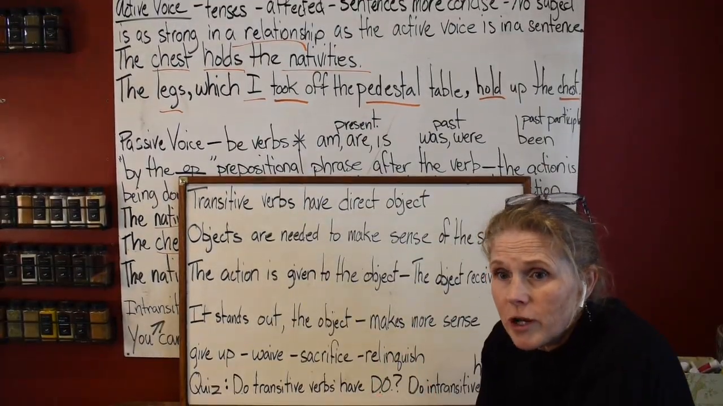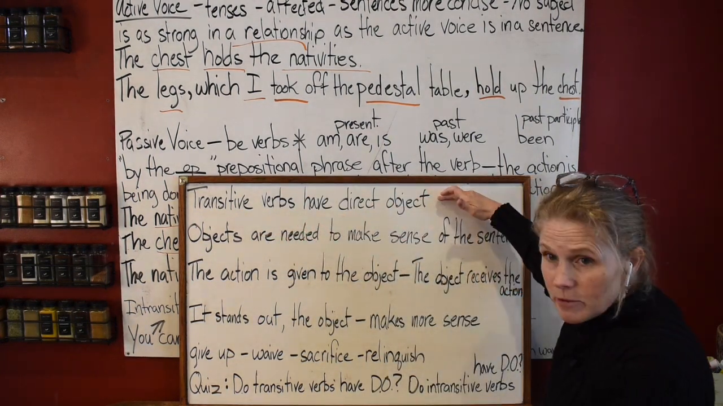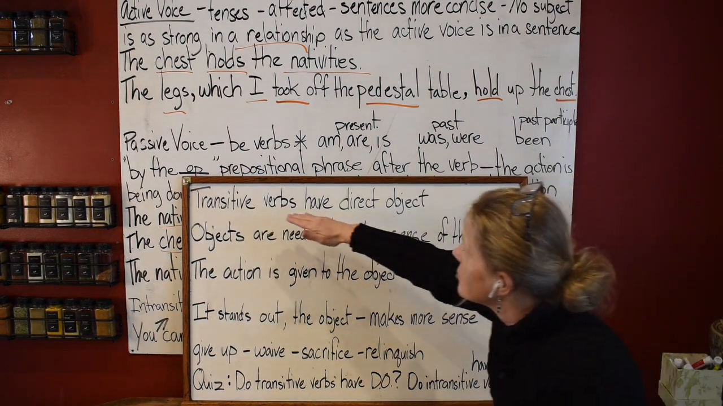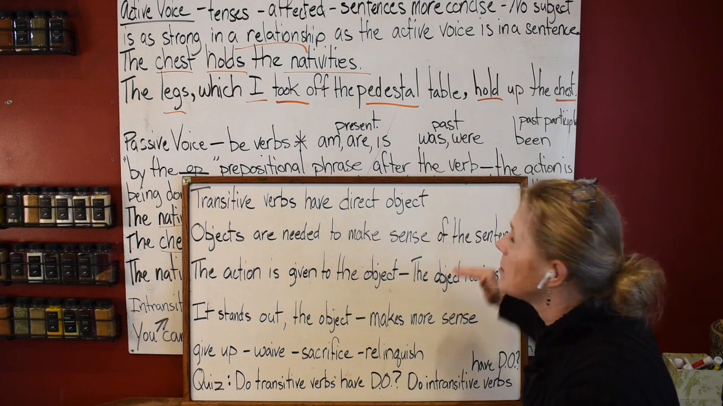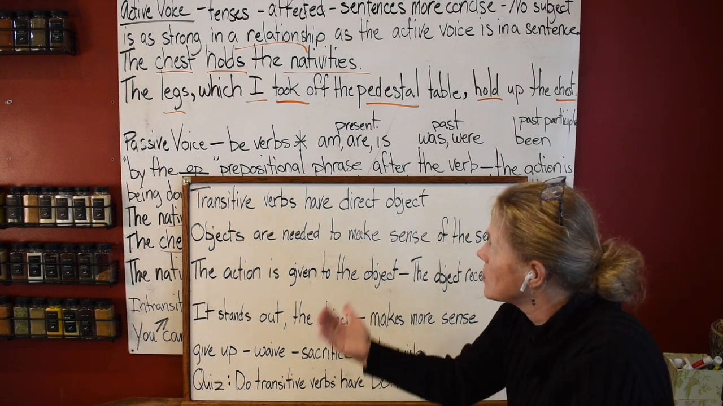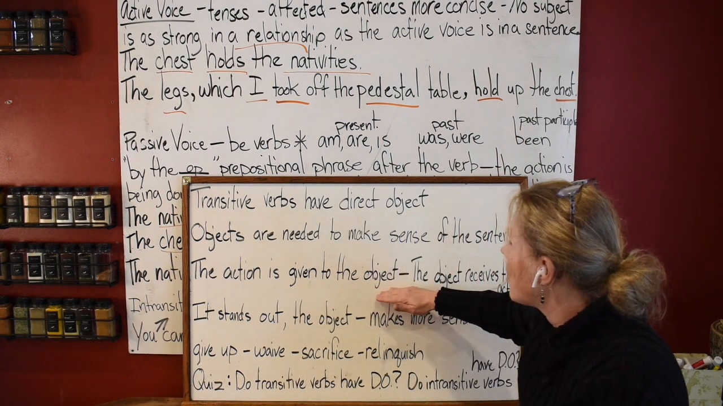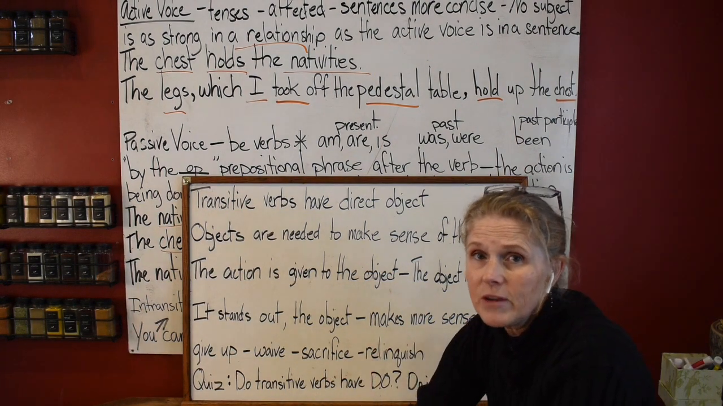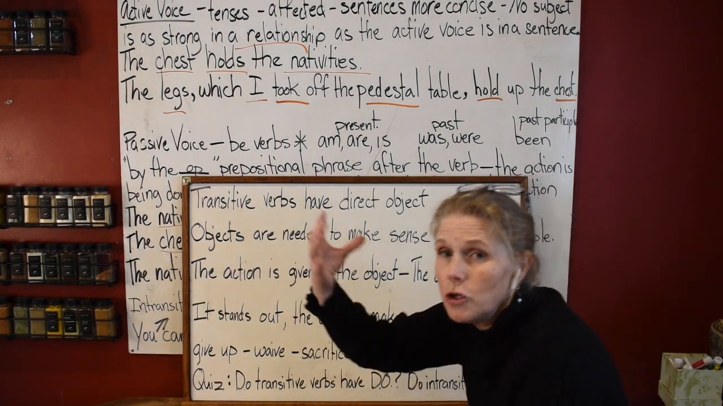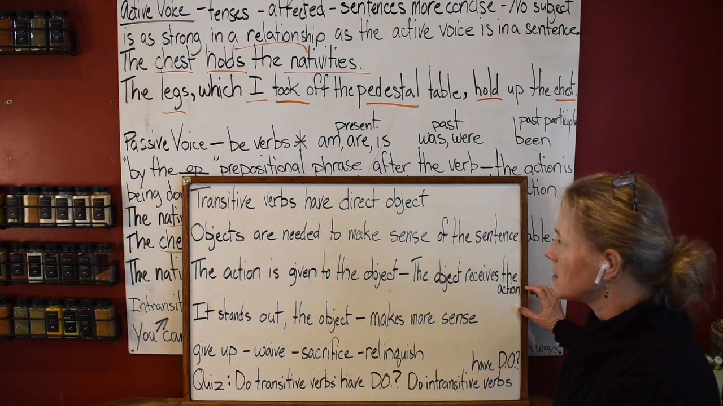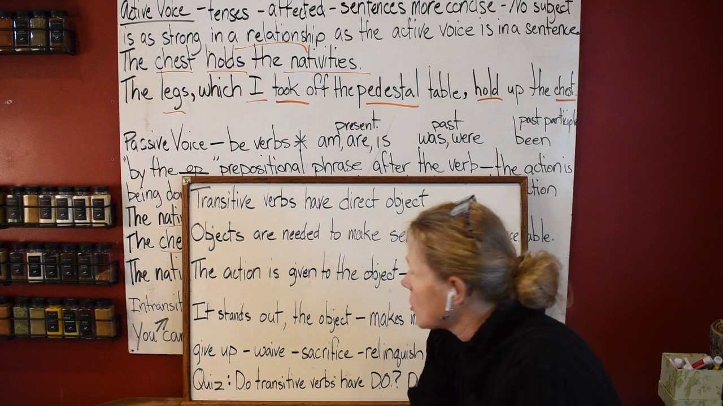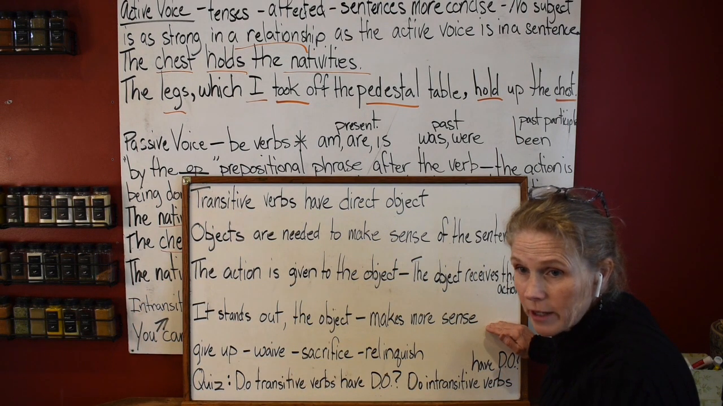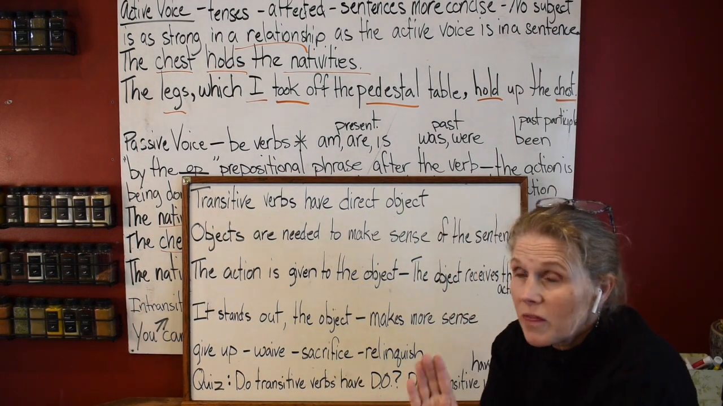Now let's really focus on transitive verbs. Transitive verbs have direct objects, right? Objects are needed to make sense of the sentence. So when you have a transitive verb, you need to have a direct object because it makes sense. It helps you understand. The action is given to the object. The object receives the action. So you are giving that action from the verb to the object, and then the object receives it. So this direct object stands out, and it makes more sense when you have an object.